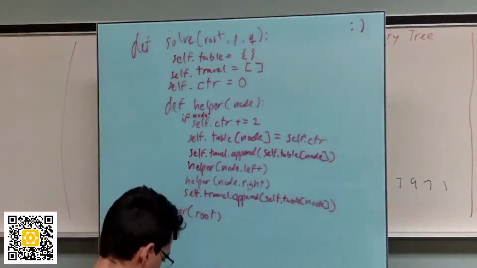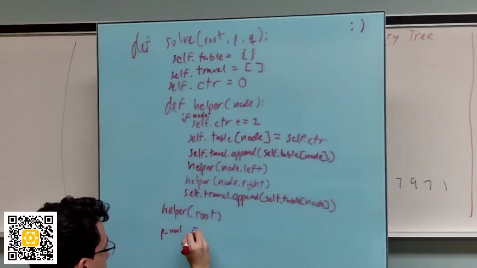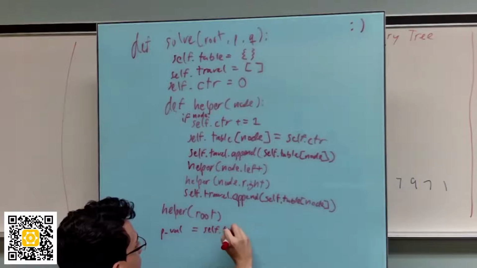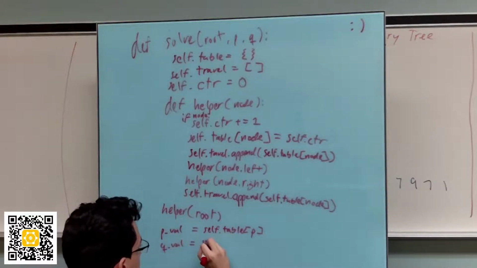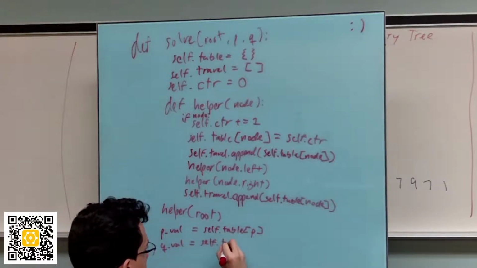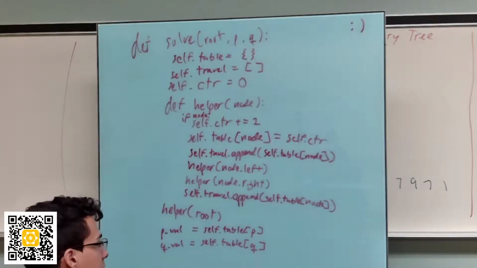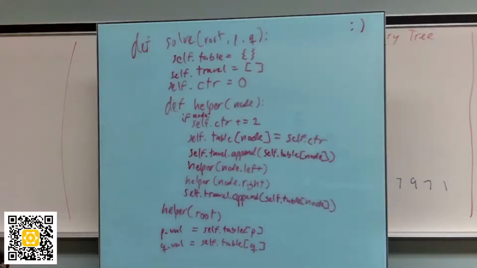So we say P val equals, right, and we just pass in P. And then Q val equals, right, because those are nodes, and those are the keys. Okay, so now we need to go through the travel table.